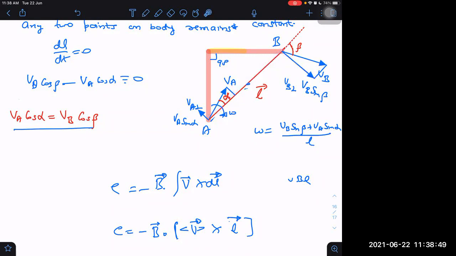What is the formula for omega? VB minus VA upon AB, magnitude wise. Okay, this is omega. So once we know omega, we know what will be the velocity of this point at a distance x. We can find it out.